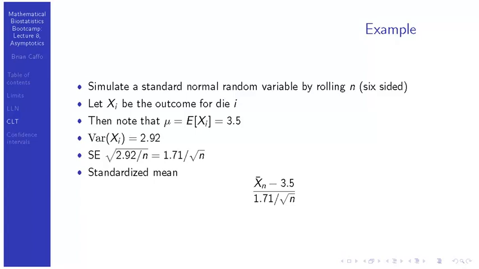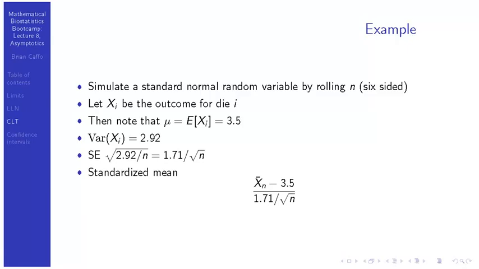Remember that for a die, the expected value of a die roll is 3.5. If you don't remember, we went through this calculation a couple lectures ago when we covered the variance. The variance of a die roll is 2.92. And the standard error is the square root of 2.92 divided by the number of die rolls going into the average, so that's 1.71 divided by square root n. The standardized mean would just be the average of the die rolls minus 3.5, divided by 1.71 over square root n.